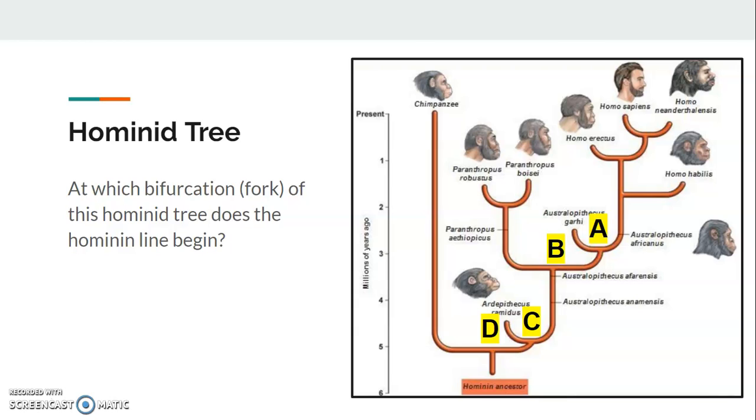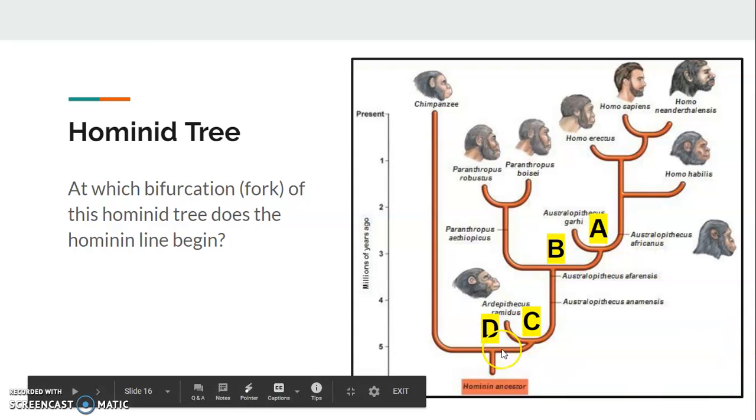Next, think, pair, share. At which bifurcation of this hominid tree does the hominin line begin? Have a pause, have a think. And the answer is fork D.